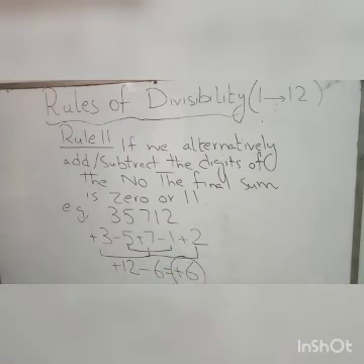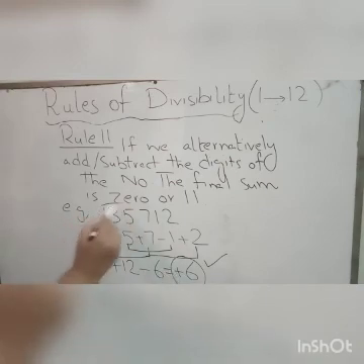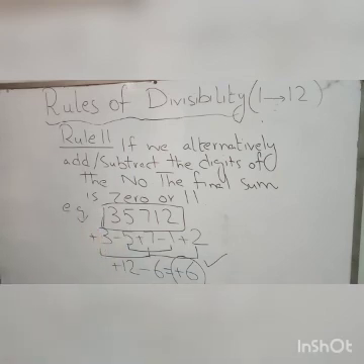Now you need to see this number only. Is plus 6 divisible by 11? You know it's not, and it's not even 0. So the number we started from, 35,712, is not divisible by 11. Let's do one more example.